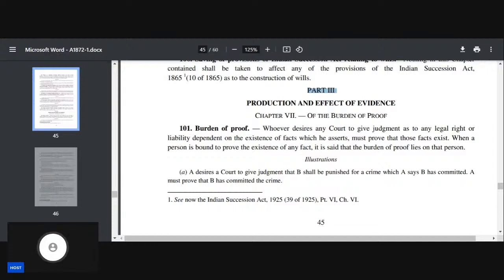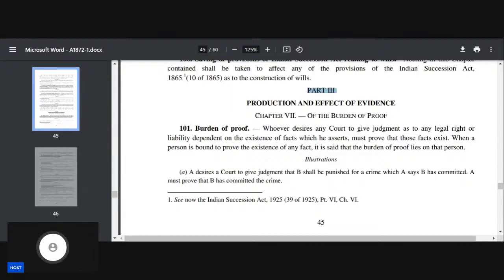Section 101 is talking about burden of proof, which is never shifting. Section 101 talks about burden of proof and onus of proof. These are two different terms. The burden of proof is the obligation that you have to prove a fact, right? So section 101 talks about burden of proof.